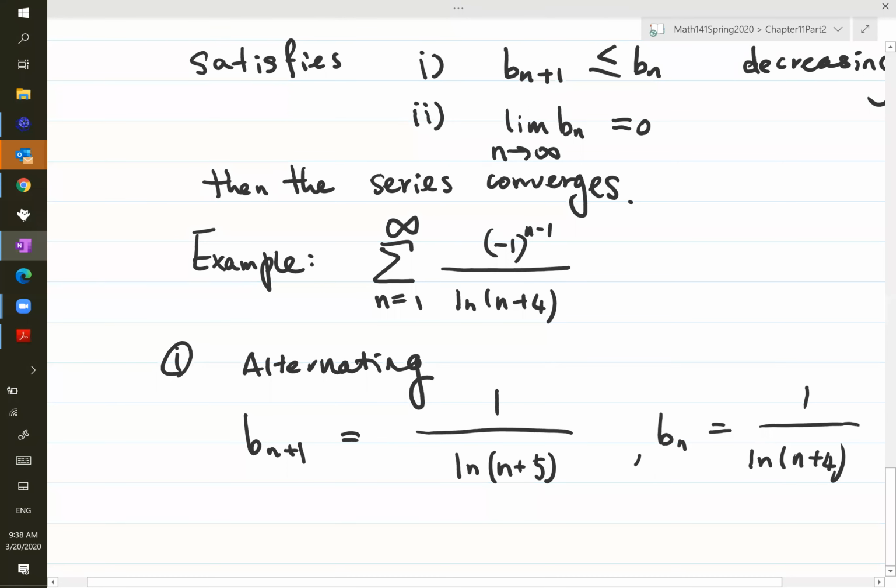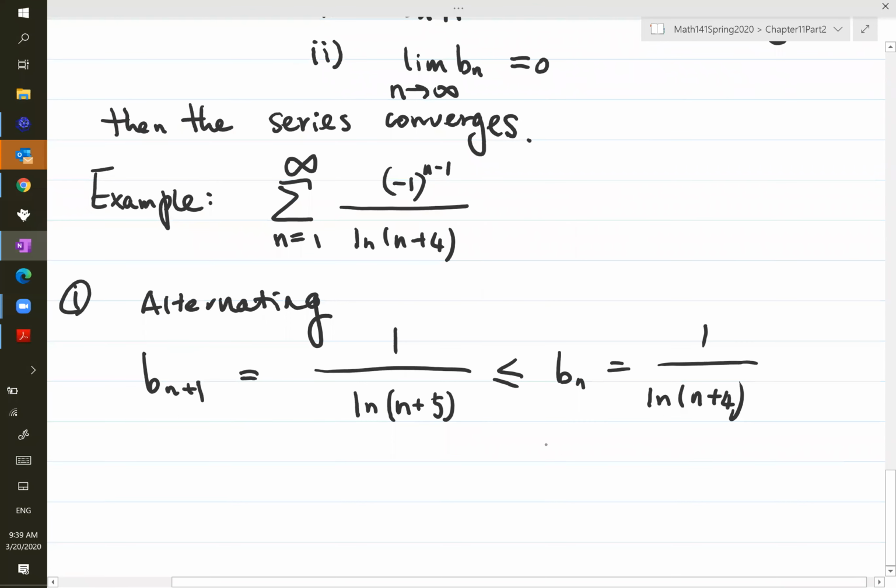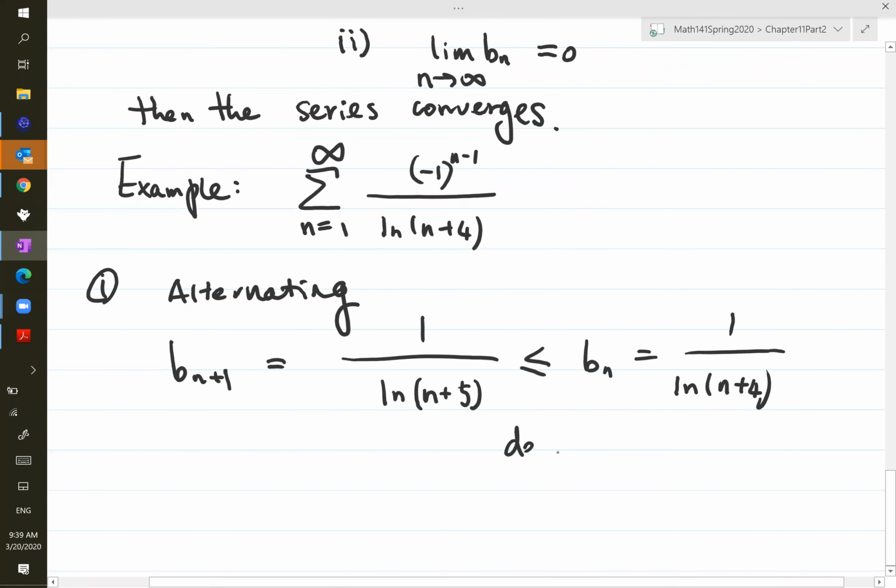So you see ln is increasing. If our input n is large, then the ln value is large, then the denominator is large. A larger denominator means a smaller fraction. So we know bn plus 1 is less than or equal to bn. So it's decreasing. We check it's decreasing. The magnitude of the terms is decreasing, so bn plus 1 is less than bn.